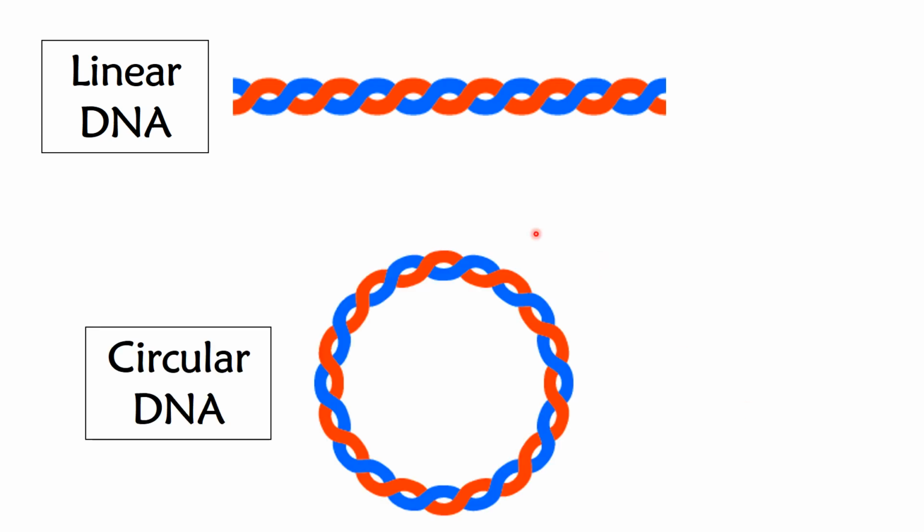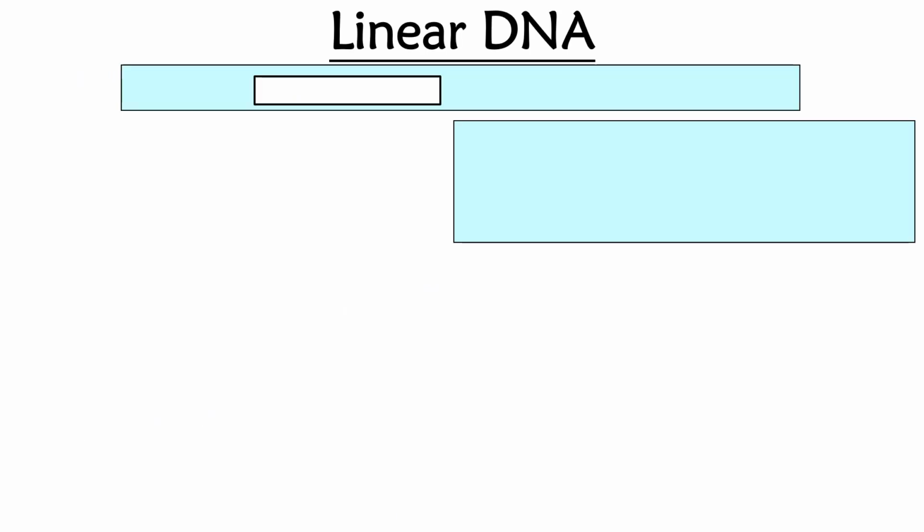And just to make it obvious, linear DNA is a single strand in a linear fashion, whereas circular DNA comes back in on itself and looks like this. So that's all we mean when we're talking about linear DNA and circular DNA. Now, where is the linear DNA found again?